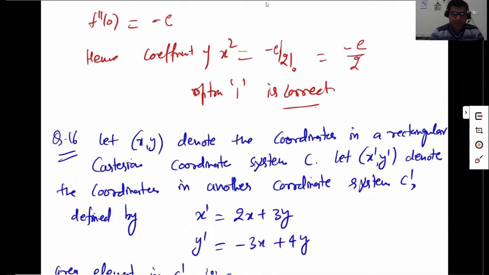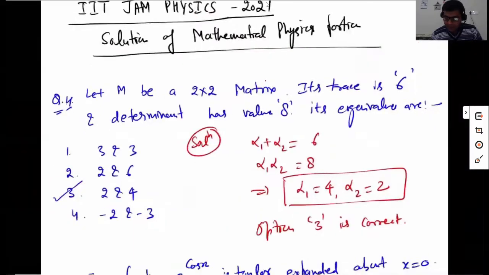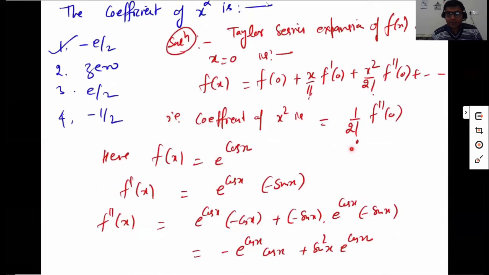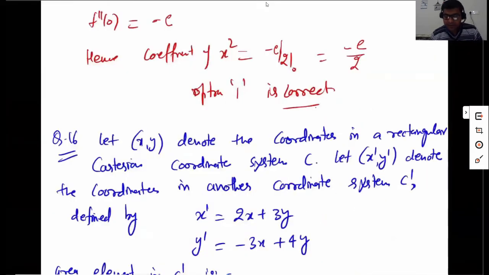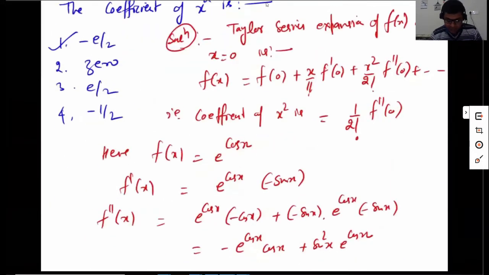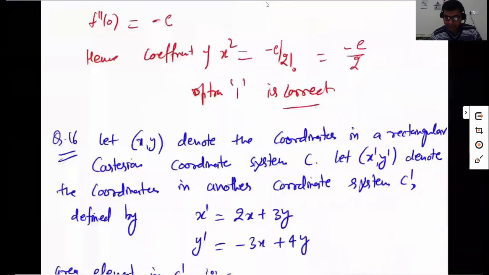If I know that f double prime 0 is minus e, I have to simply substitute this value in the coefficient of x square, which is f double prime 0 by factorial 2. I put the value of f double prime 0 in this coefficient of x square and I get minus e by 2, which is matching with option A that was given to us.